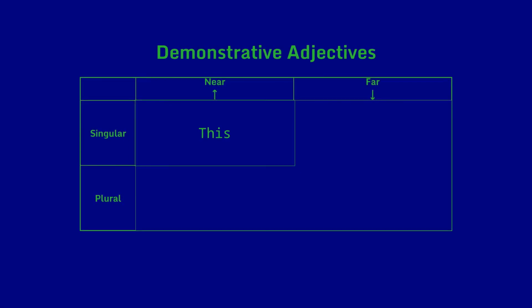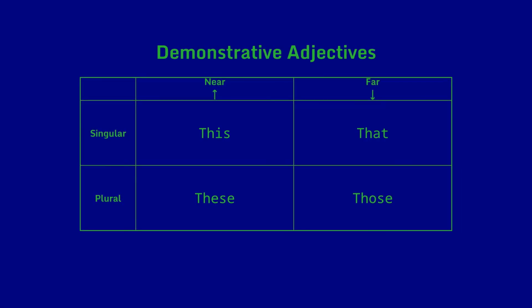Number 3, demonstrative adjectives. These help us point to specific things. We use this and that for singular, and these and those for plural objects.